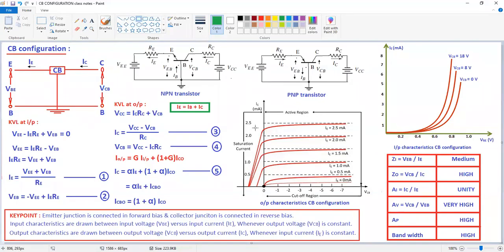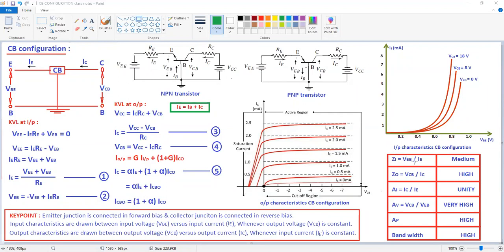This is about the input and output characteristics of the common base configuration. From this, we can get the input impedance, output impedance, current gain, voltage gain, power gain, and bandwidth. We can explain all of this here. Impedance is the ratio of voltage to current. So here, input impedance is defined as input voltage to input current. What is the input voltage? VEB is the input voltage, and the input current is IE. So it is VEB by IE.